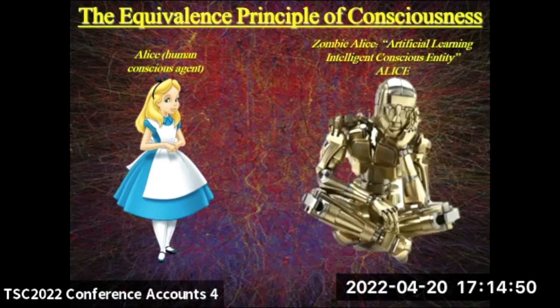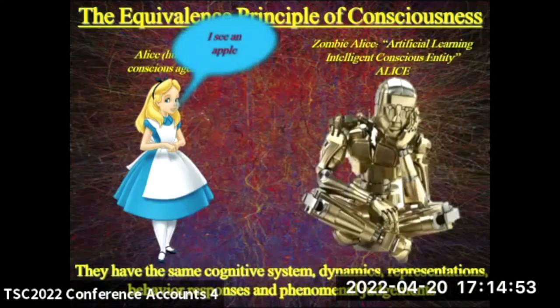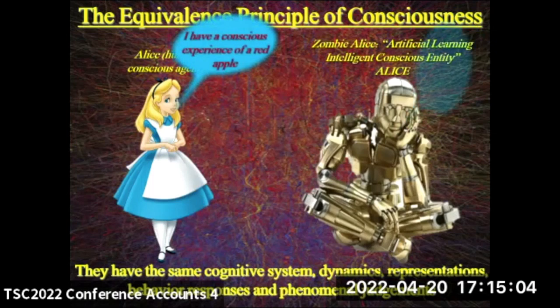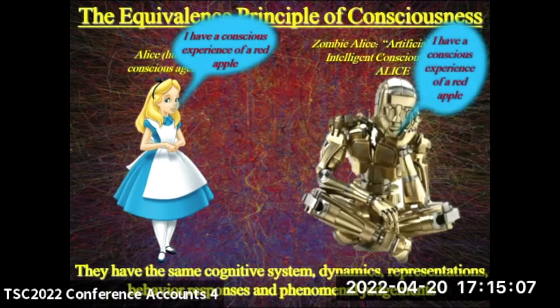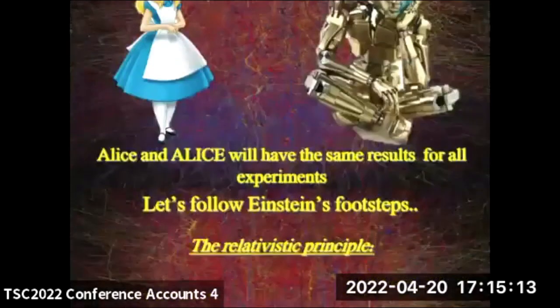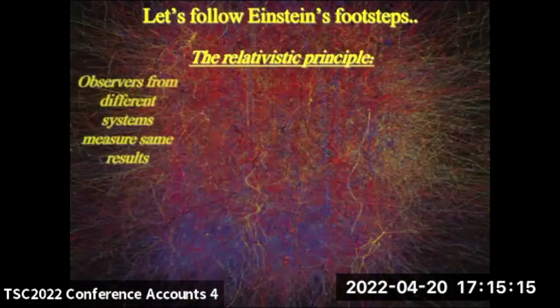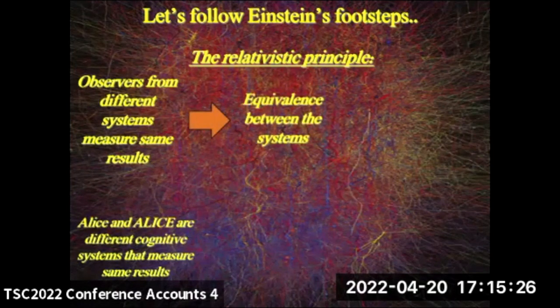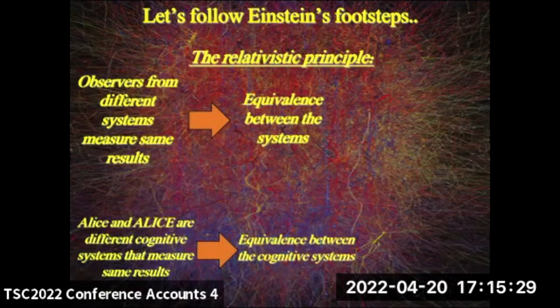So we know about Alice and the zombie Alice that they measure the same results for every physical measurement. So they will measure that they have the same reports, for example, they have the same cognitive system, the same dynamics, the same representations, everything is the same. And because of that, we can use here the relativistic principle and say as follows. I have two observers, but they measure the same results, Alice and the zombie Alice. So it means that I have equivalence between those two cognitive systems.